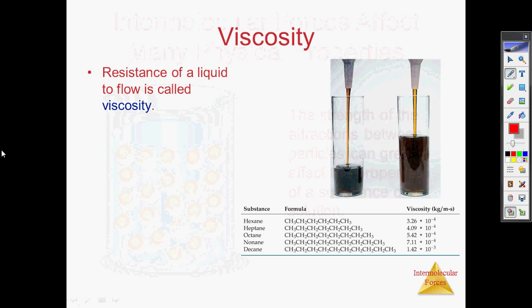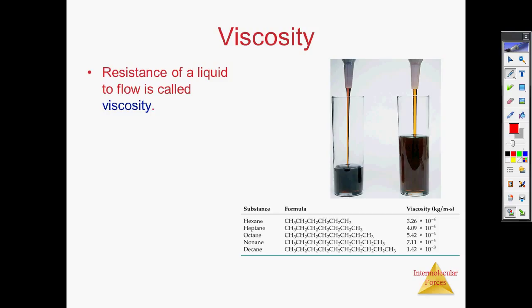Viscosity. We always talk about the resistance of a liquid to flow, called viscosity. You sometimes hear those commercials about viscosity breakdown and making your engine have sludge in it. That's why you should use STP motor oil or whatever it is. That changes the amount of viscosity.